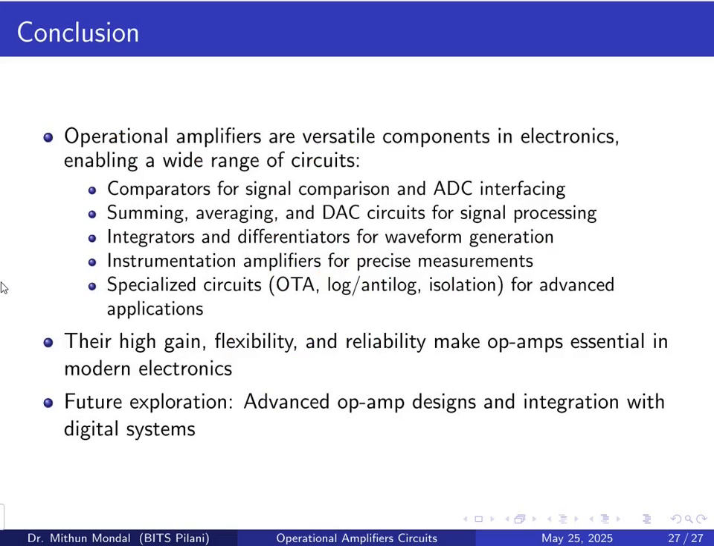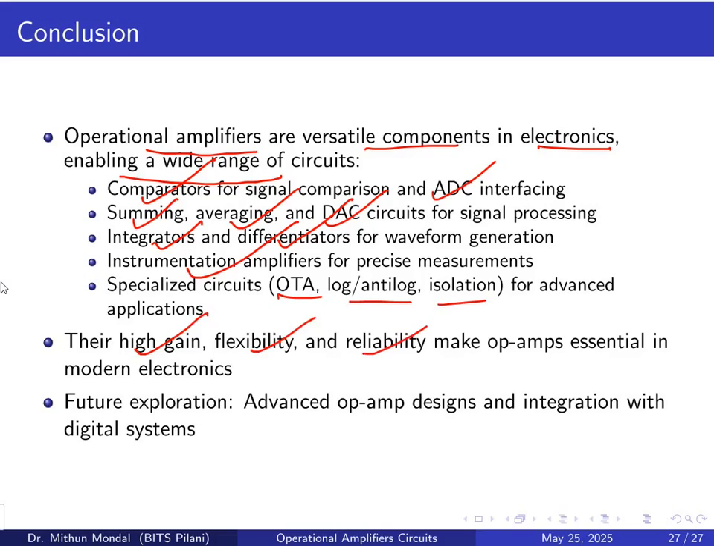So what are the conclusions of this discussion is that the operational amplifiers are versatile components used in electronics, which enable a wide range of circuits. What are the circuits we have discussed? The comparators for signal comparison and the analog to digital conversion, the summing amplifier, averaging amplifier, DAC circuits, integrators, differentiators for waveform generation, instrumentation amplifier for the precise measurement, some of the specialized circuits, OTA, log, antilog, isolation for advanced applications. So their gain is very high. Flexibility and reliability make this op amp essential for modern electronics.